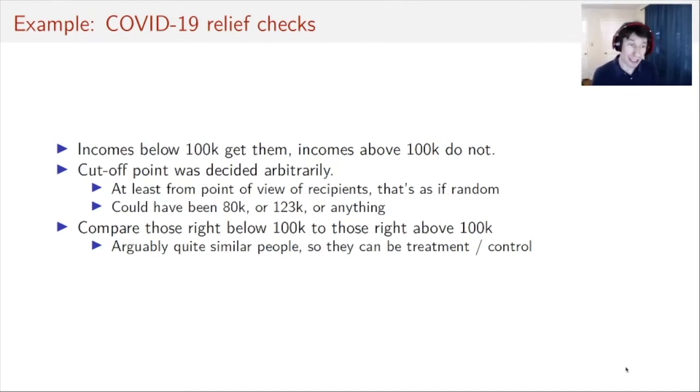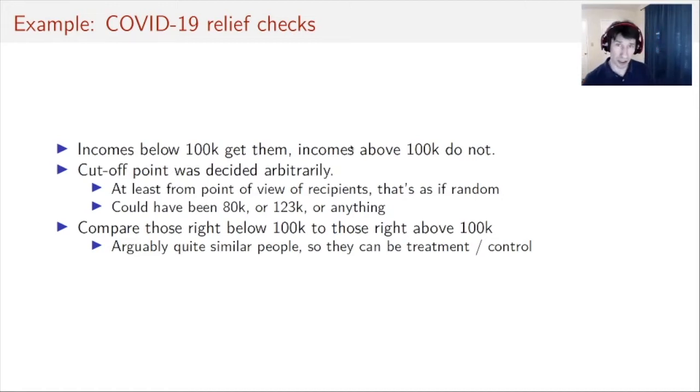But the important thing is that this cutoff can seem arbitrary. At least from the point of view of recipients, that's as if it was random, because the government could have set it at 80,000 or at 123,000 or really anything it might have wanted. Of course, the cutoff point was not decided randomly. They didn't just throw a die to decide what the cutoff point would be. But it is arbitrary in the sense that it could have been any number, as far as we're concerned, within a certain range that makes sense.